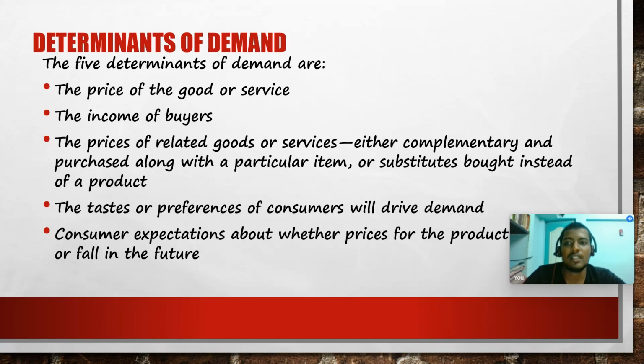Determinants of demand: there are 5 determinants of demand, which are the price of goods and services, the income of buyers, the prices of related goods and services, either complementary, purchased along with a particular item, or substitutes, bought instead of a product. The tastes or preferences of consumers will drive demand. And the consumer expectation about whether the price of the product will rise or fall in the future.